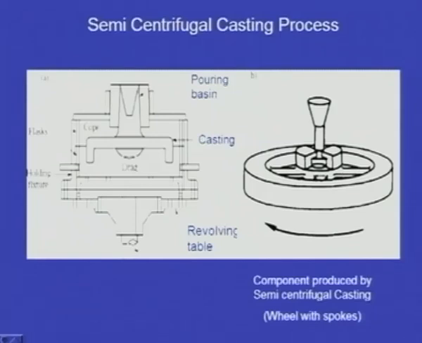Here we can see a pouring basin, and this is the casting to be obtained, right, and this will be rotating along a vertical axis. This is the typical component manufactured by the semi-centrifugal casting process: a wheel with some spokes.